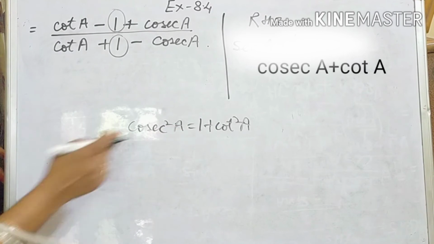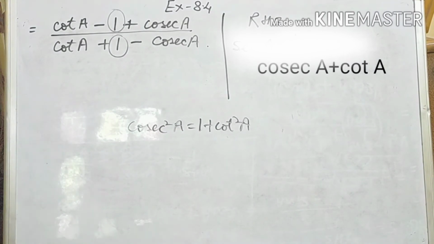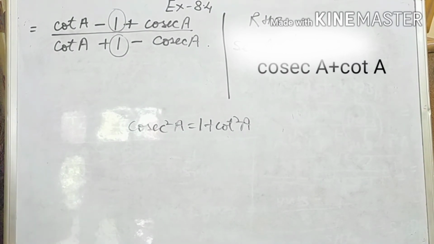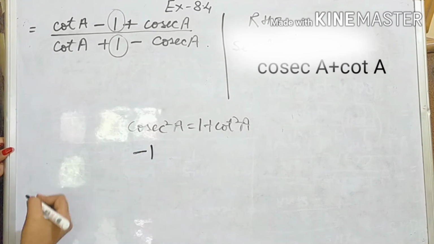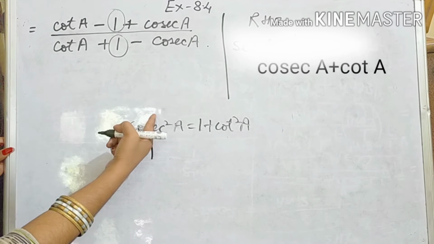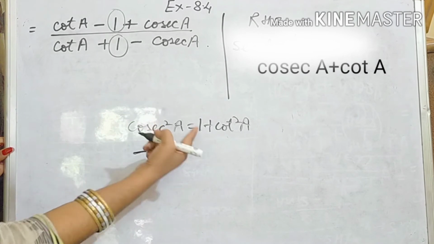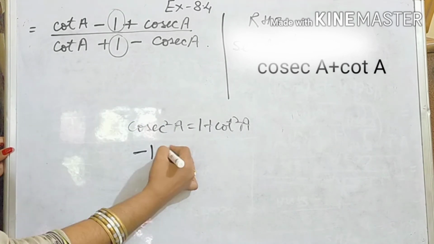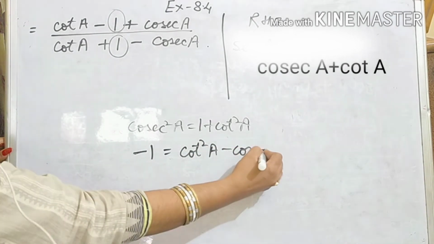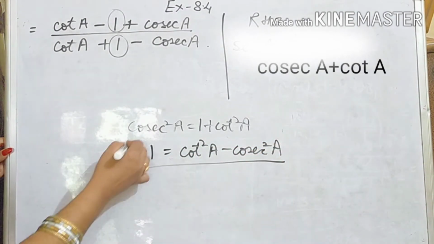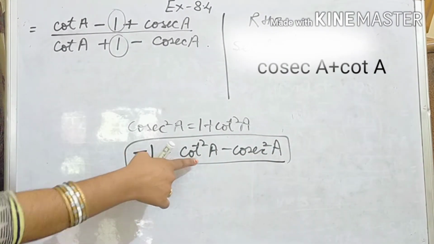And if I want to get the value of minus 1 from here, so what should I take on this side? I'll take -1. If it comes to this side, it means on the left hand side it will be -1, and this will go to the right hand side and it will be cot square a minus cosec square a. So now this is the value for -1.